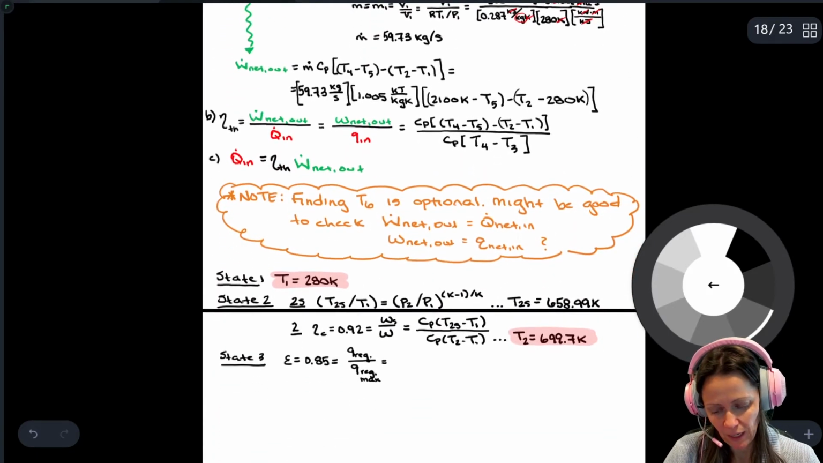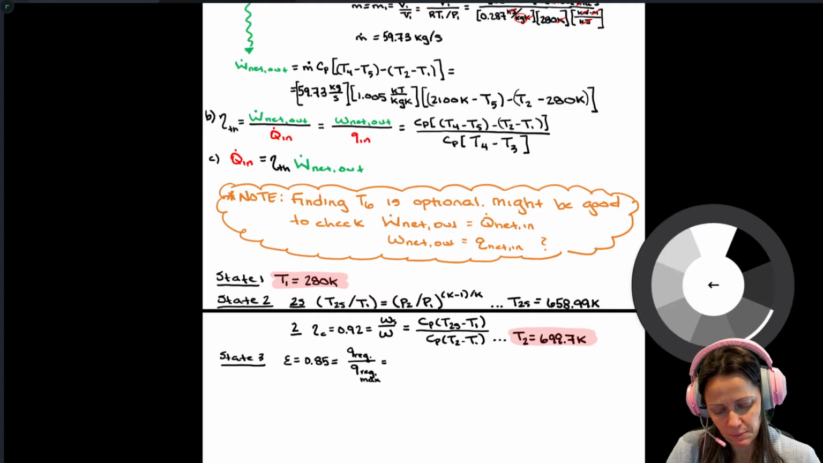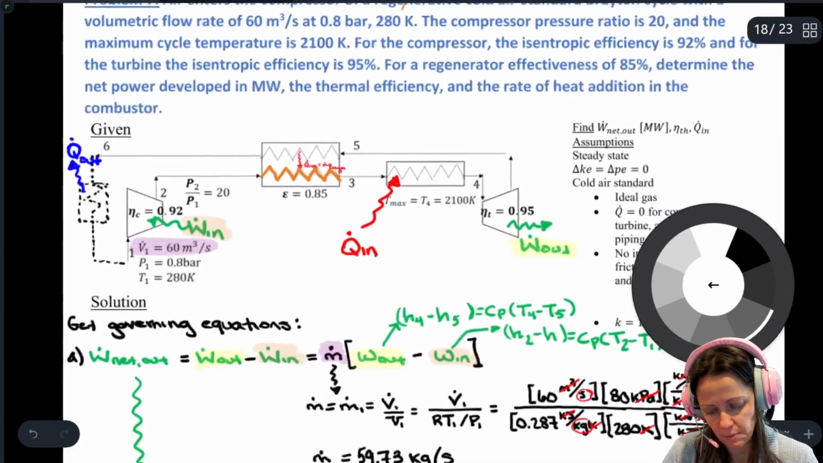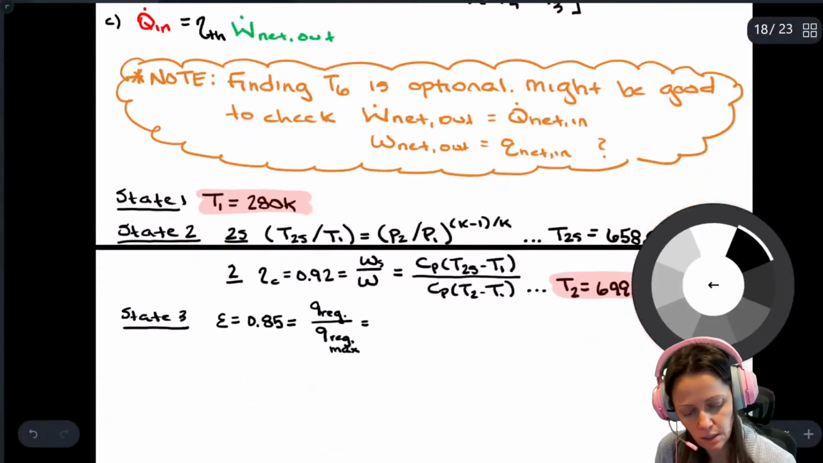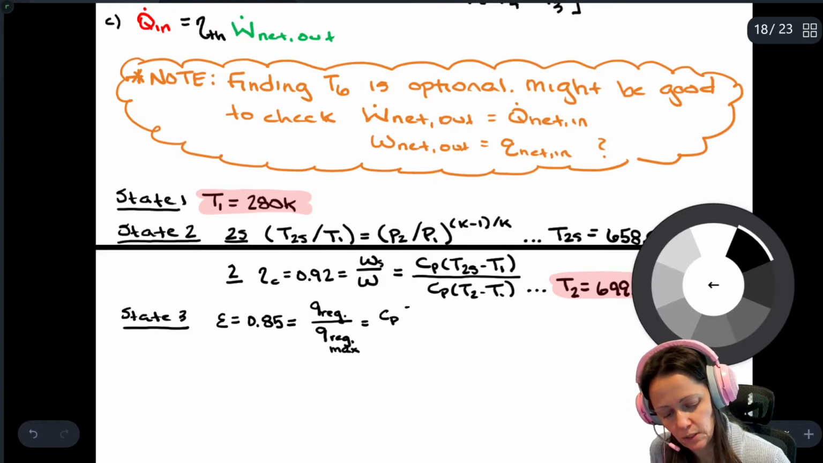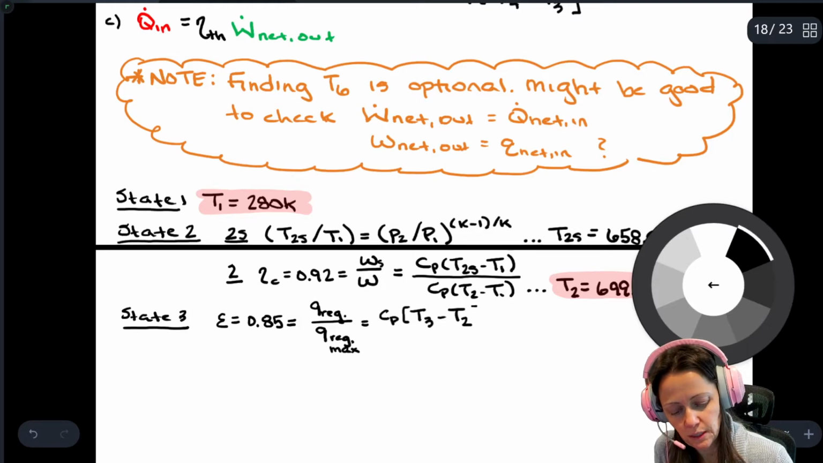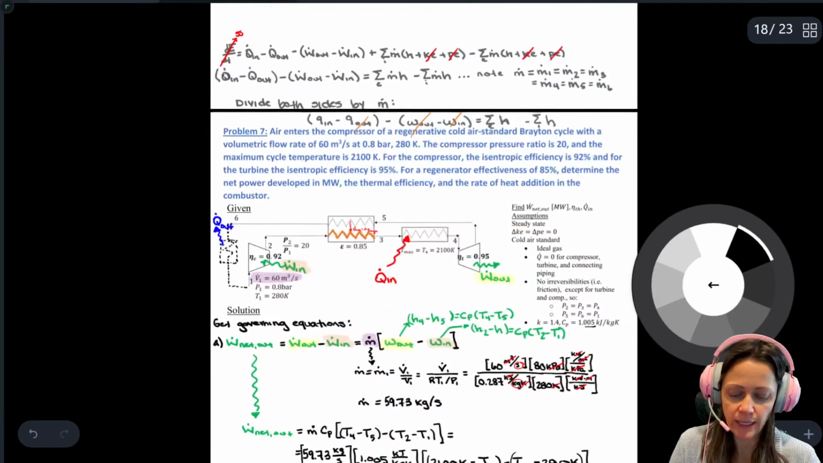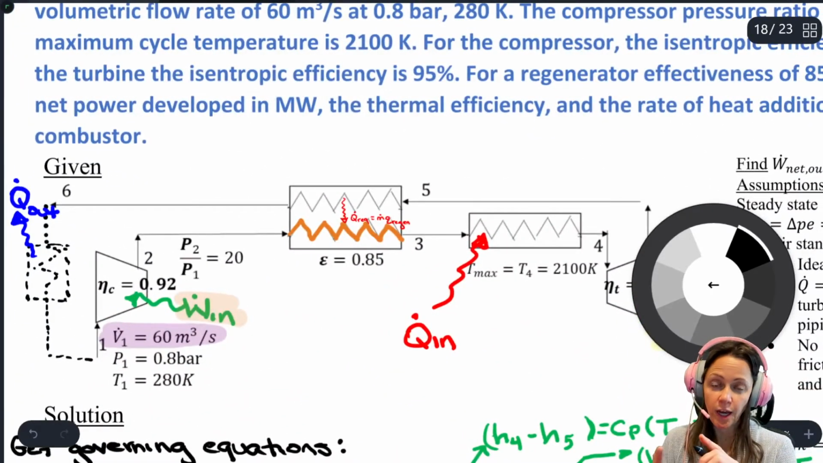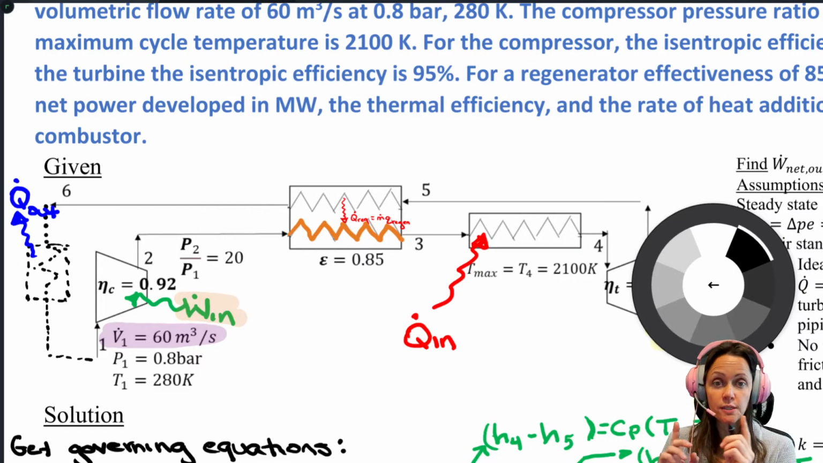All right. So our Q regen is going to be the out minus the in, so 3 minus 2. I'm going to put it in terms of CP delta T, so T3 minus T2. And then the Q regen max would be the heat transferred into that yellow line, if by the time your working fluid traveled from state 2 to state 3, it had heated all the way up to the same temperature as T5.